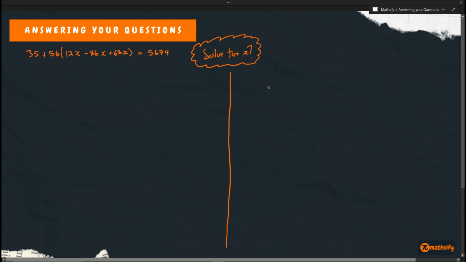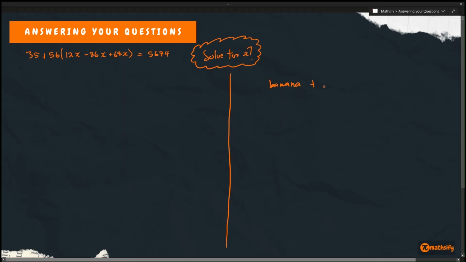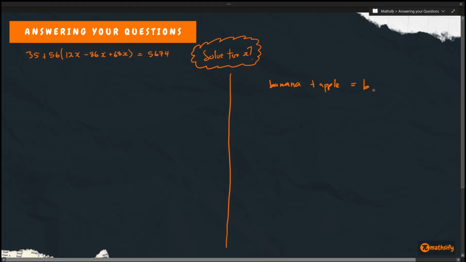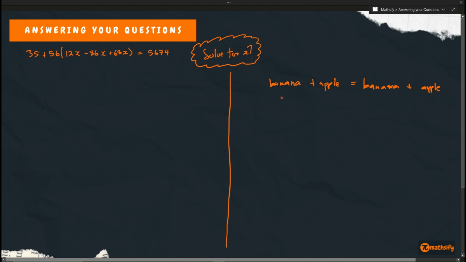My maths teacher used to say you can't add a banana plus an apple and then get any different answer. It will always be a banana plus an apple, and that's as simple as that. So in this case, if you've got y plus x, it will always be y plus x. It will never be anything else, right?